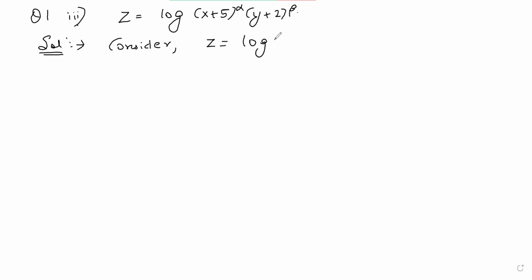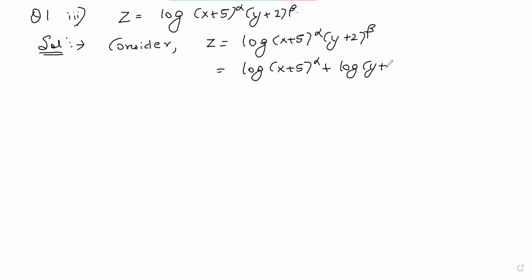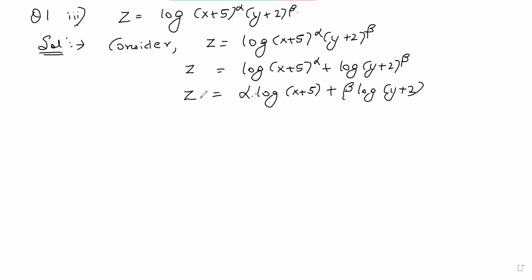So consider z is equal to log of (x plus 5) to the power alpha times (y plus 2) to the power beta, which I can write as log of (x plus 5) to the power alpha plus log of (y plus 2) to the power beta. And this I can further write as alpha times log of (x plus 5) plus beta times log of (y plus 2). This is my expression for z. I've used properties of logs, which students should know after attending my theoretical lectures on exponential and logarithmic functions.